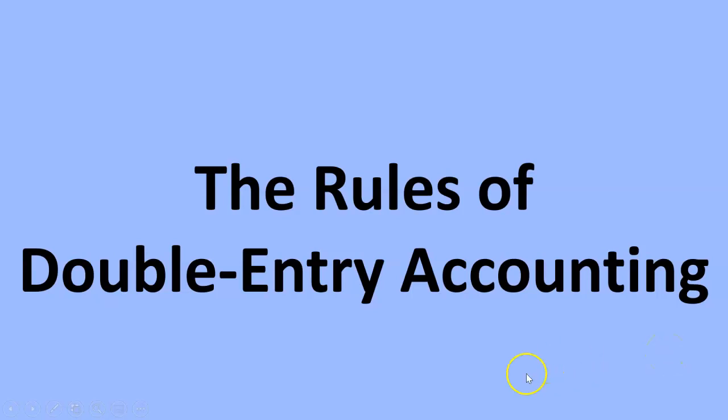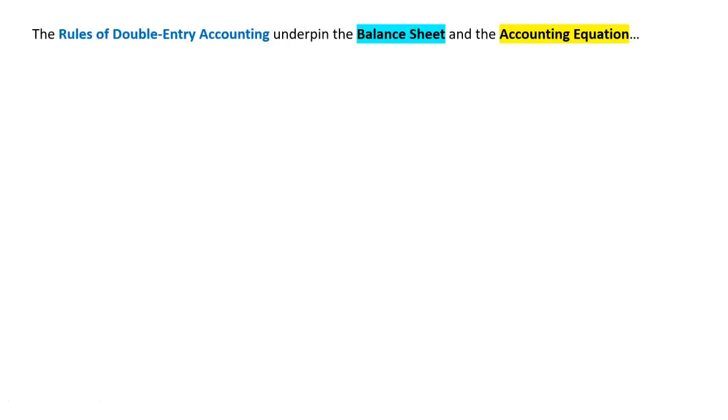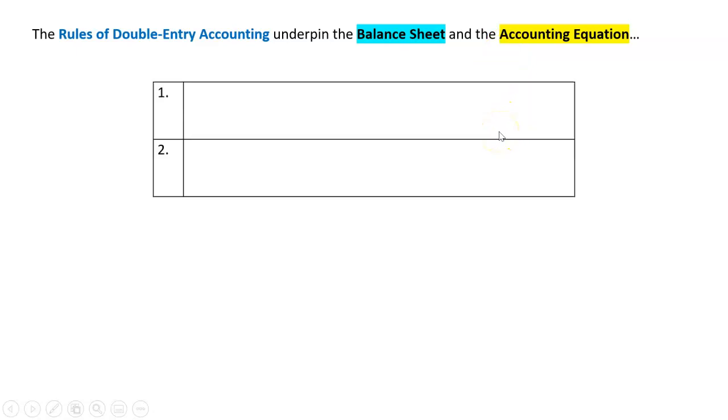The rules of double entry accounting are going to underpin everything we do for the rest of the year. So what are they? Well, it's this. They underpin the balance sheet and the accounting equation, so two topics we've done. There are two rules, and they say this.